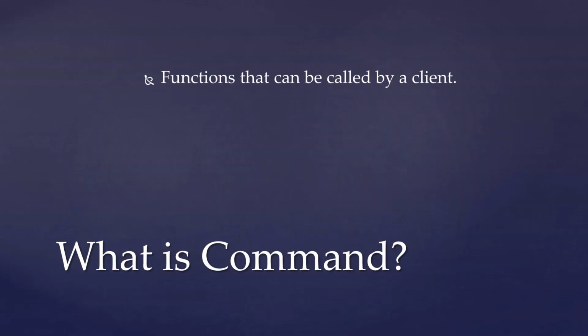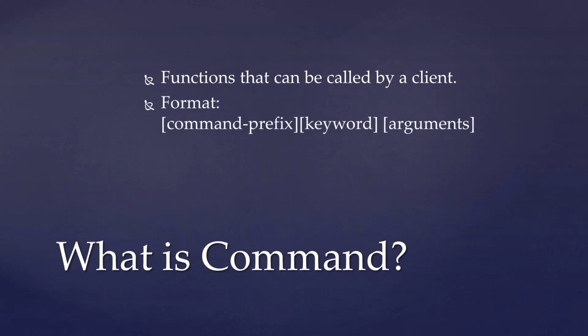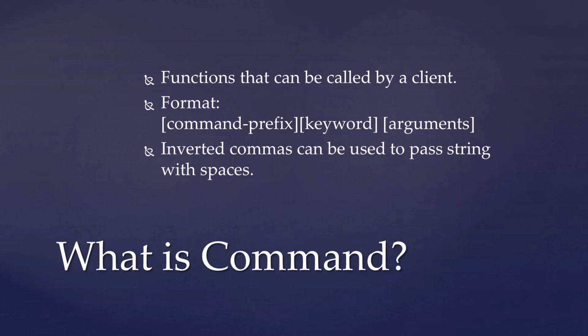The format to call a command is like this. First, the command prefix is written, then the keyword of the command, and then the argument needed by the command with spaces between them. If the client would like to pass a string with spaces as a single argument, they can do so using inverted commas.